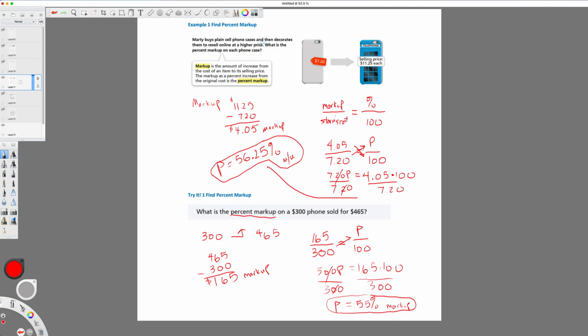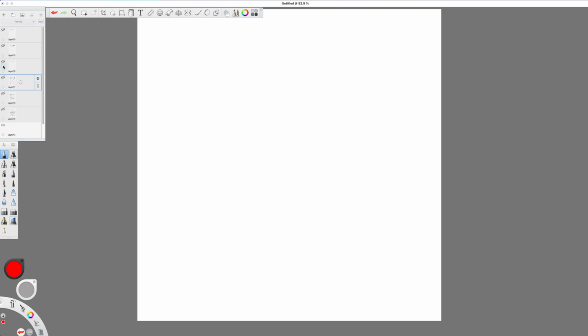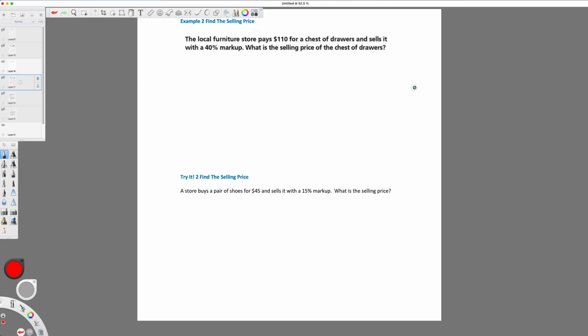Now we're going to do a couple examples where we find the selling price. So we are going to be told what the store bought it for, and we're going to be told the percent markup, and we're going to calculate what they would sell it for. So let's take a look at those. So here we go. Example 2, find the selling price. The local furniture store pays $110 for a chest of drawers and sells it with a 40% markup. What is the selling price of the chest of drawers?